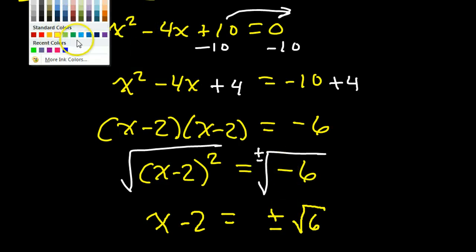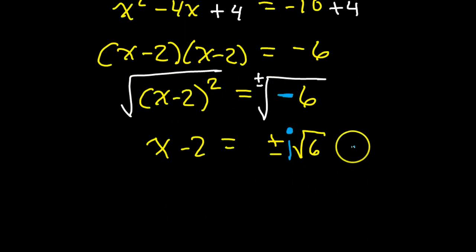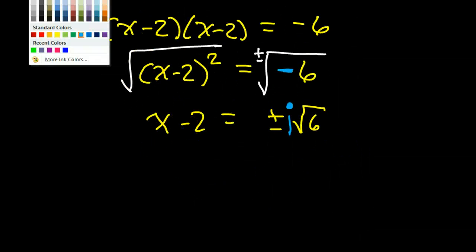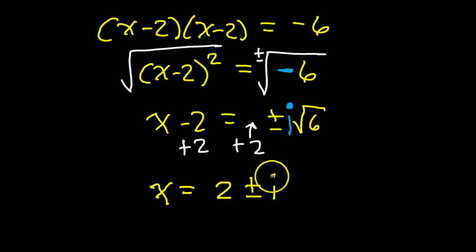Now, what about that negative? You know what I'm going to do with that. When you have a negative under the radical, it's going to come out as an i. That negative became the i. And last step, I need to get this x by itself, so I need to get rid of this 2. So I'm going to add 2 to both sides, but I'm going to put it in the front. So I'm going to end up with x equals 2 plus or minus i radical 6.